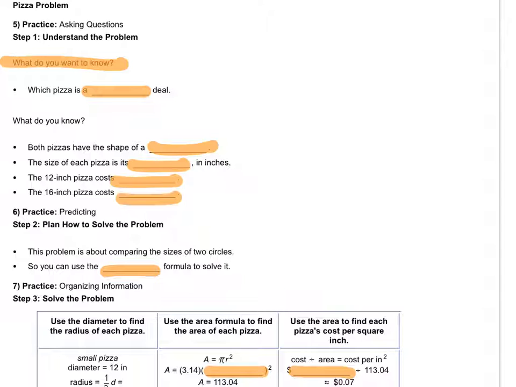We're going to fast forward to the pizza problem that's actually in the book. What is it that you want to know? You want to figure out which pizza is a better deal. Most of the time when you talk about area with circles, they bring up pizza because that's something people tend to understand. We all understand food. So which pizza is going to be the better deal? Both pizzas have the shape of a circle.